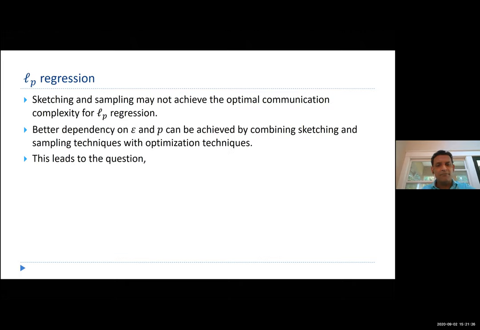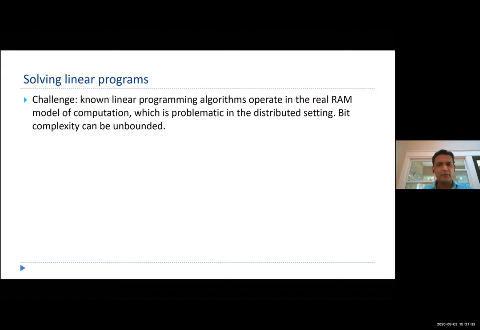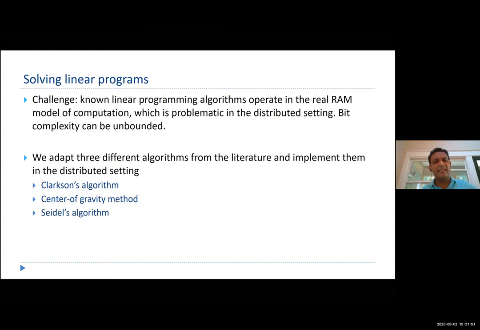And this leads to the question, what's the complexity of linear programs, the communication complexity of linear programs? Many of the known linear programming algorithms operate in the real RAM model where you count the total number of operations, and don't necessarily worry too much about the bit sizes, because at the end of the day, you say that you're going to give an epsilon approximation, and your dependence is log 1 over epsilon. But we're going to focus on exact LP, where you really want to solve for the exact answer.